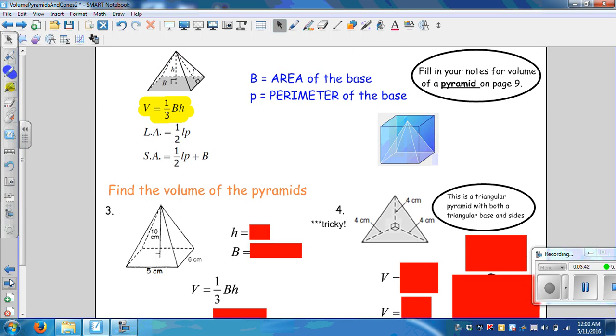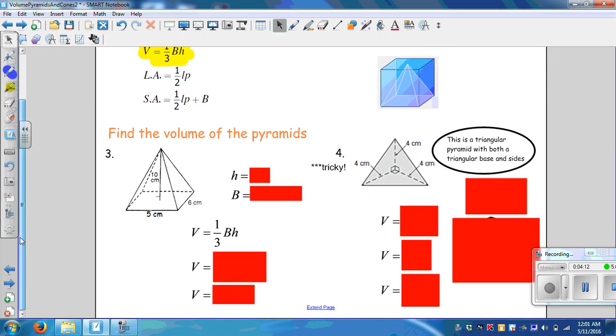Going back to page 9 again, you're going to put in the formulas for the pyramid. A pyramid works very similar to a cone. Its volume is also 1/3 base height, but this time the base is going to be whatever shape that you're given. B is the area of the base, and P is the perimeter of the base. You'll notice in this picture down here I've shown you a pyramid embedded into a prism, and it would take about 2 more to fill it up.